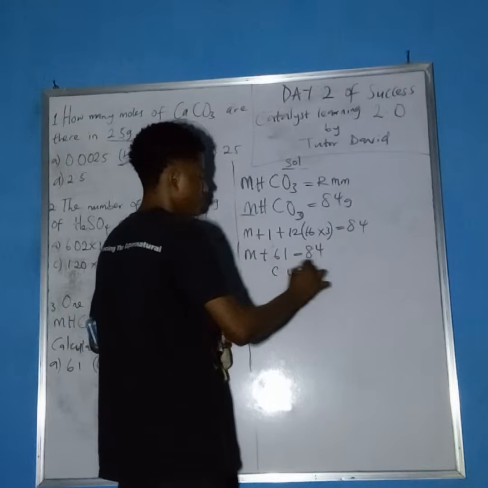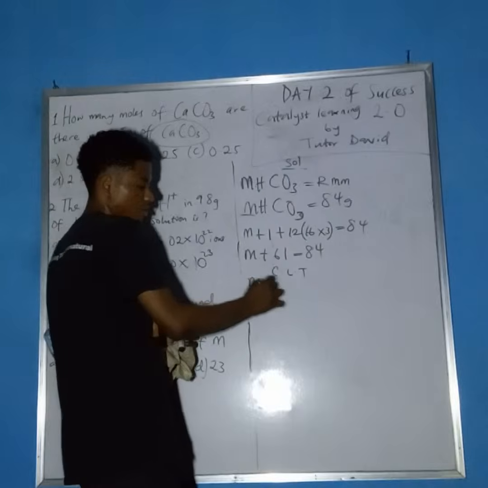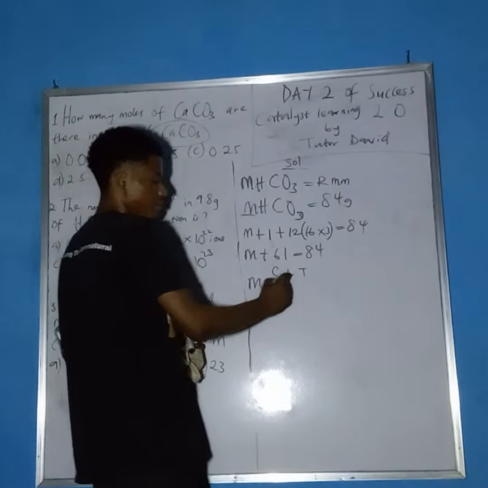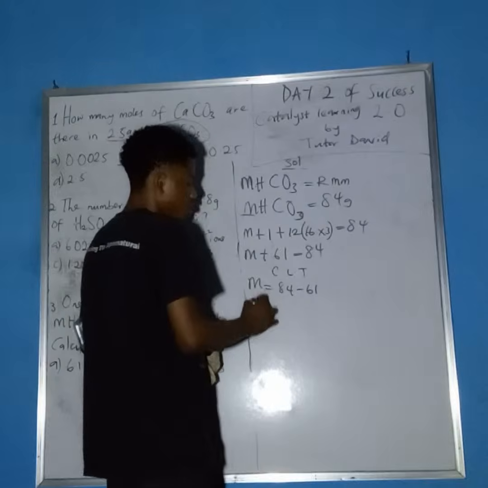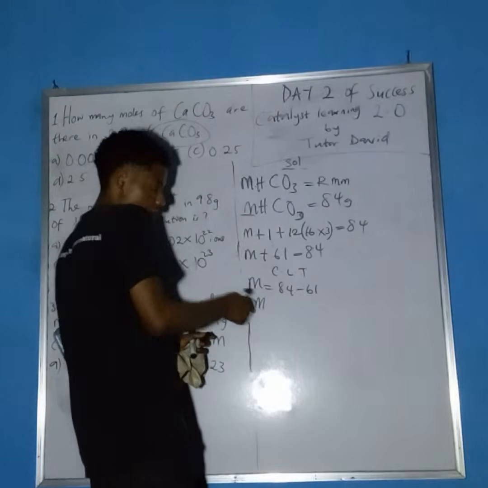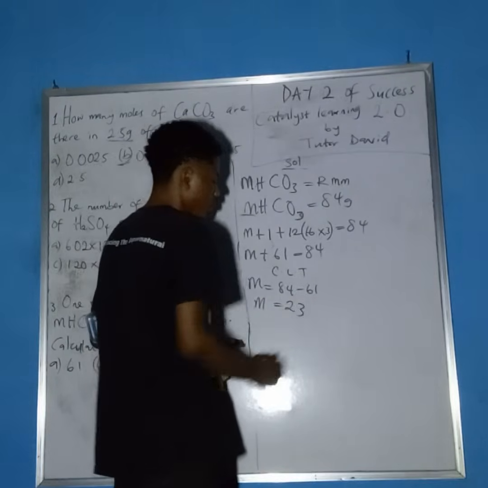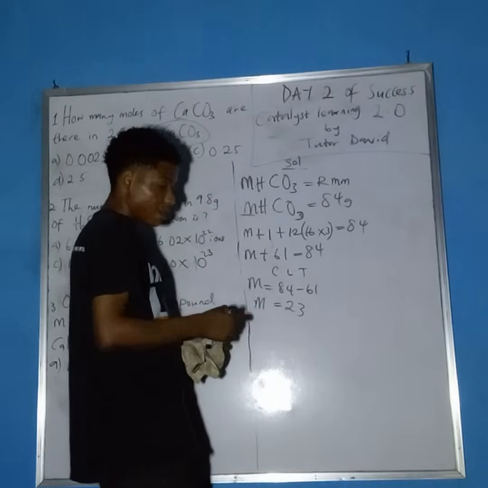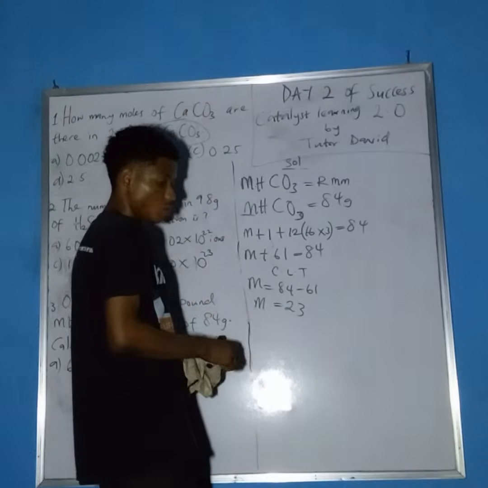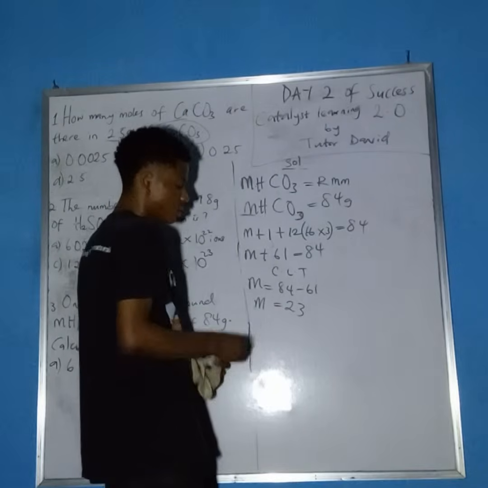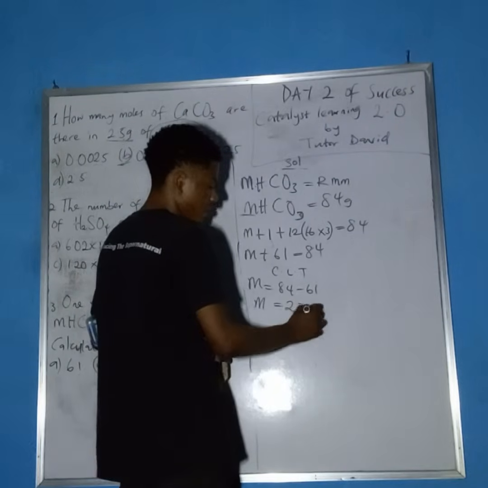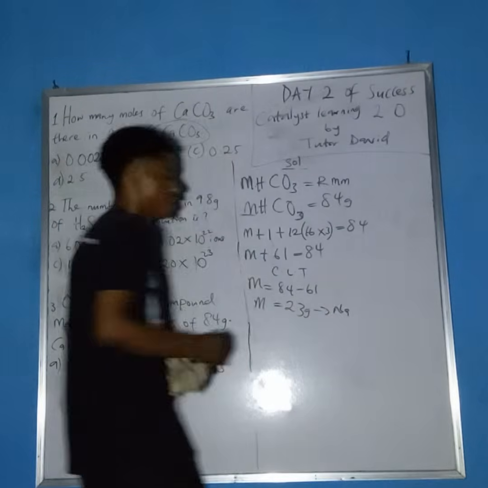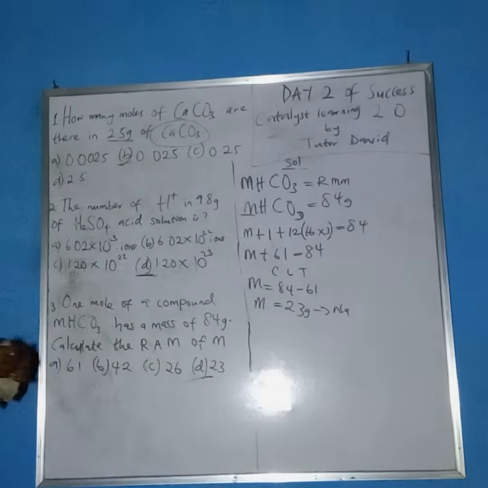So we can now collect items. N equals, plus 61 moves to the other side and becomes minus: 84 minus 61. So the relative atomic mass of N is now what? 23. And from what we know, there's a particular element that has a molar mass of 23. Since it's 23 gram, then we know it is sodium. Sodium has 23 as its atomic mass. So the correct option is option D. Although they didn't state it, we just know that it's sodium. That is the element N. Alright, take notes.